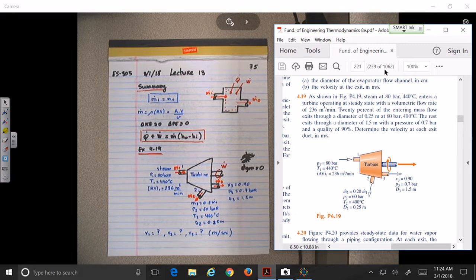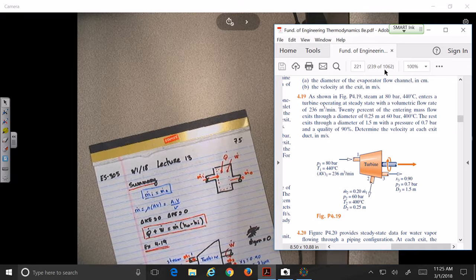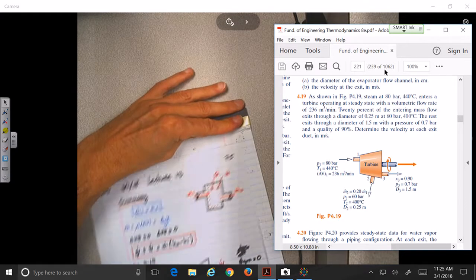Okay, so any question about what needs to be done? All right, so let's see what happened over here. I'm going to need this figure, so I'm going to keep it over here.